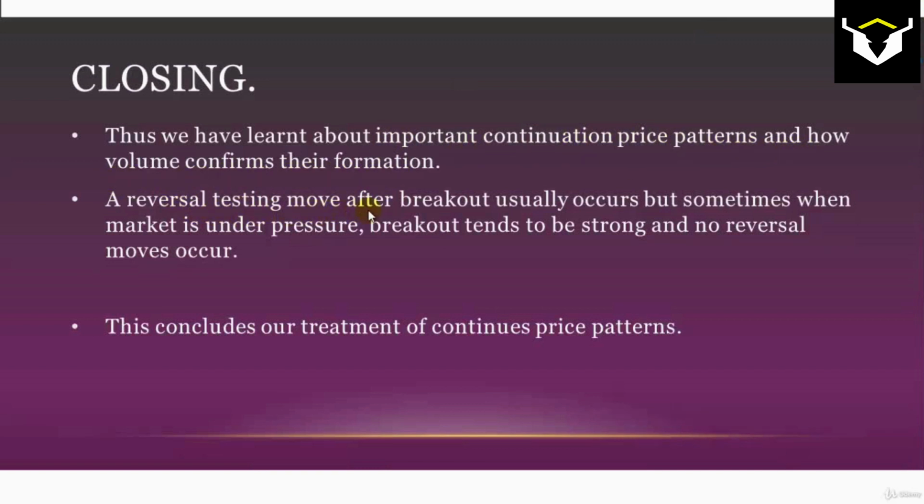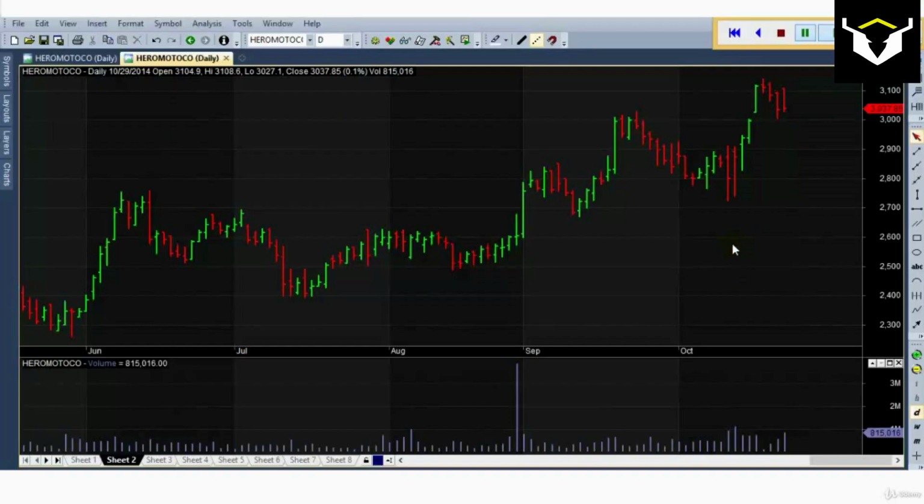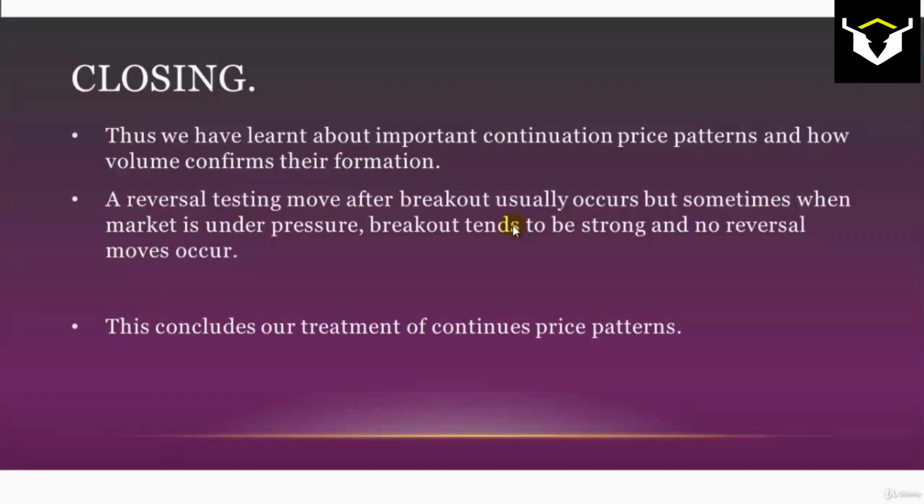A reversal testing move after breakout usually occurs, but sometimes when market is under pressure, breakout tends to be strong and no reversal move occurs. As you can see in this chart where a continuation head and shoulder pattern took place, a reversal move to test the trend line never occurred. Because the market was in a strong uptrend, a reversal move never took place. This concludes our treatment of continuation patterns.